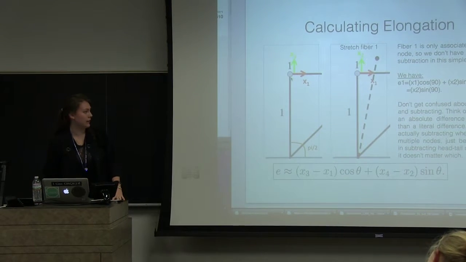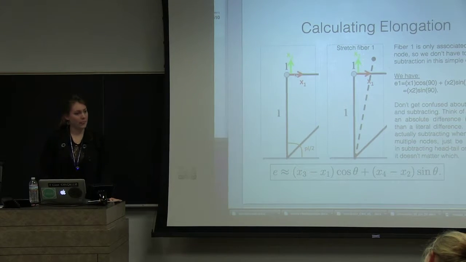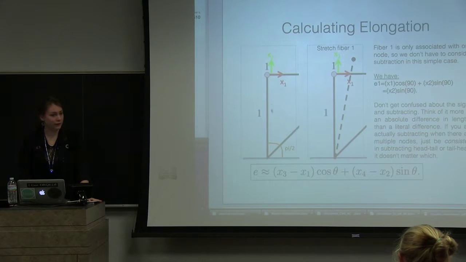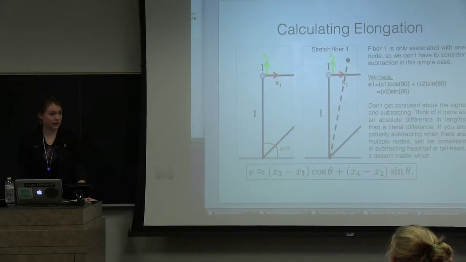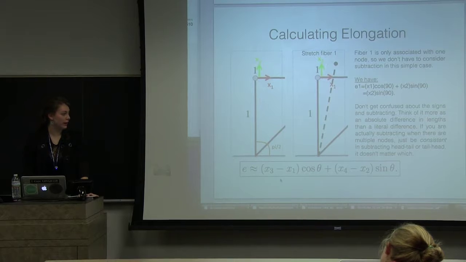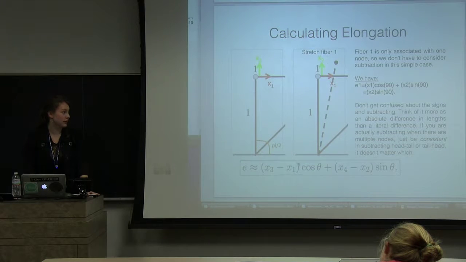So for this guy, for example, what would E1 be? I know it's up there, but where did it come from? Elongation of fiber 1 is tail minus head in the horizontal direction. So here's our tail, our head's connected. It can't move there, and so the only component we have is this x1. So x1 minus nothing, cosine theta. And then plus our x4 is our tail in the vertical direction, which is x2, and we have no movement of the head in the vertical direction because it's connected, right? So x4 sine theta. What's theta?